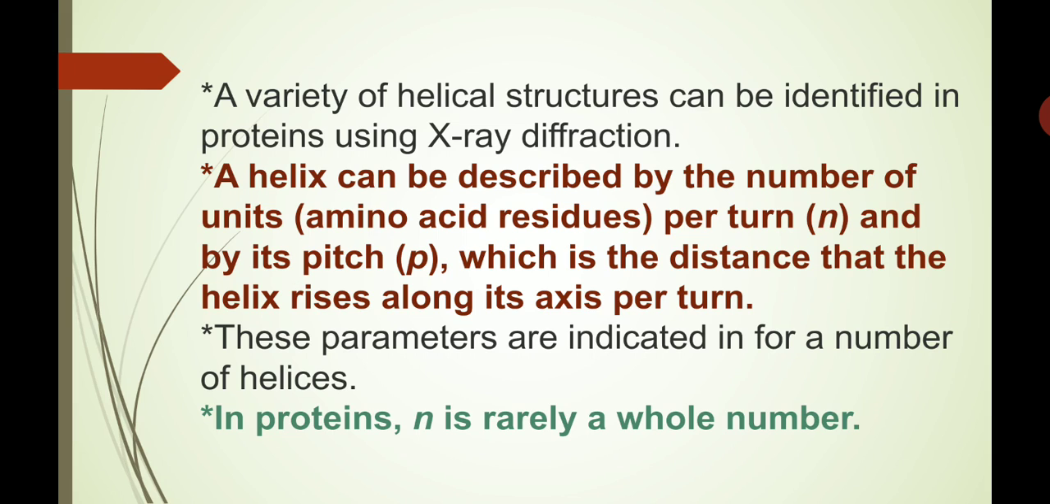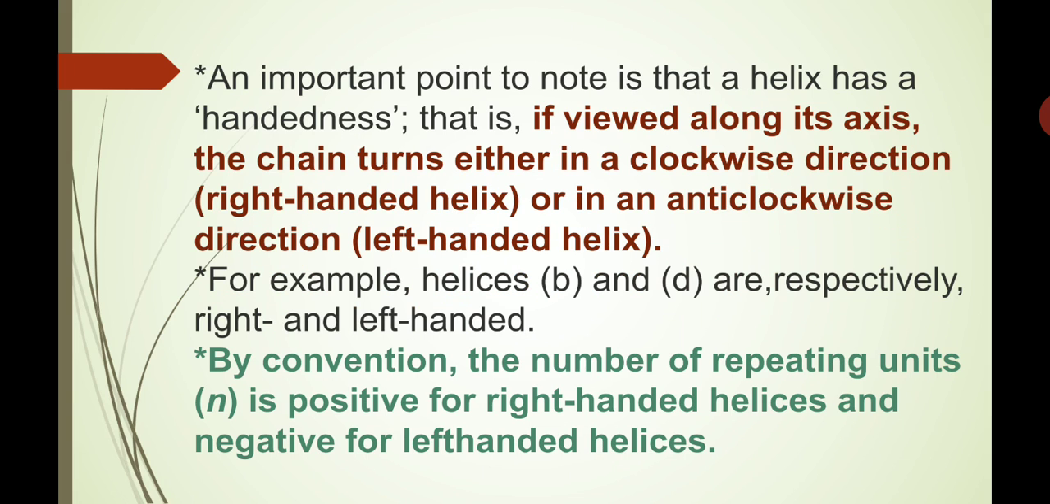A helix can be described by the number of units, that is amino acid residues per turn, which is denoted by the number n, and by its pitch, which is denoted by the letter P, and which is the distance that the helix rises along its axis per turn. These parameters are indicated for a number of helices. In proteins, n is rarely a whole number.